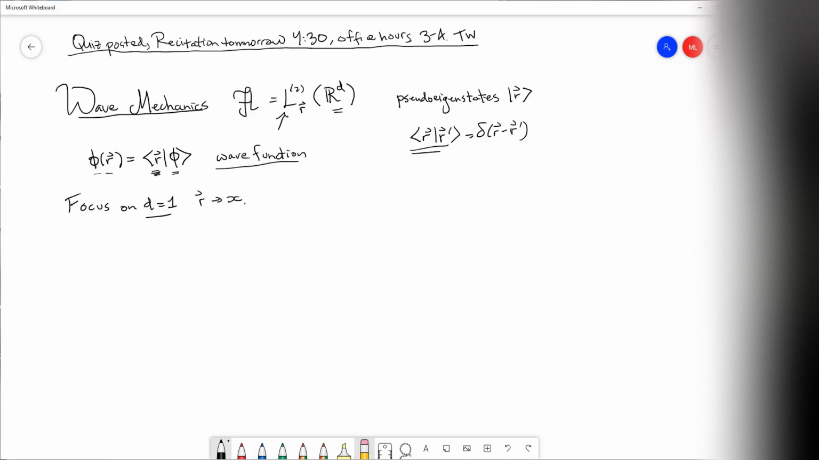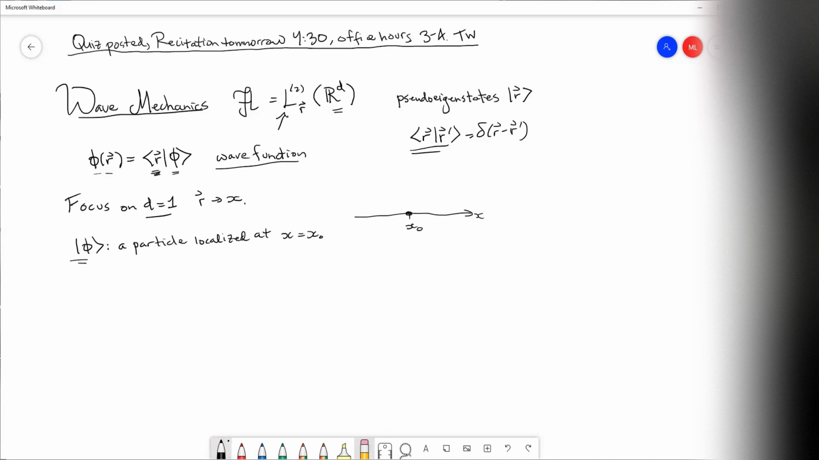So if we have a state phi, maybe it corresponds to a particle localized at some x equals x naught. Like it's sitting there at some x naught. You can think about a particle sitting on a line at some coordinate x naught. This is x, and you've got a particle sitting here.